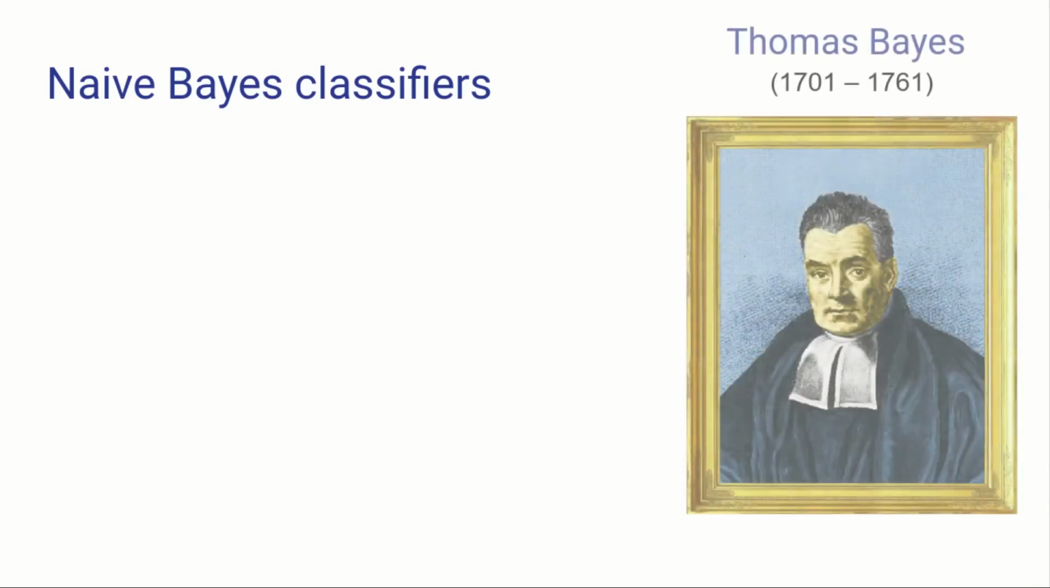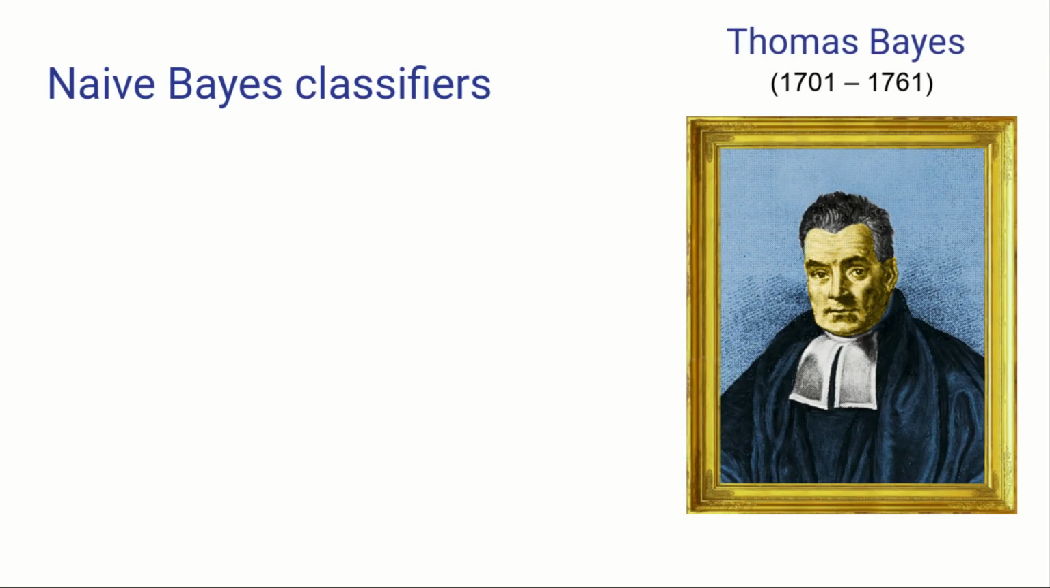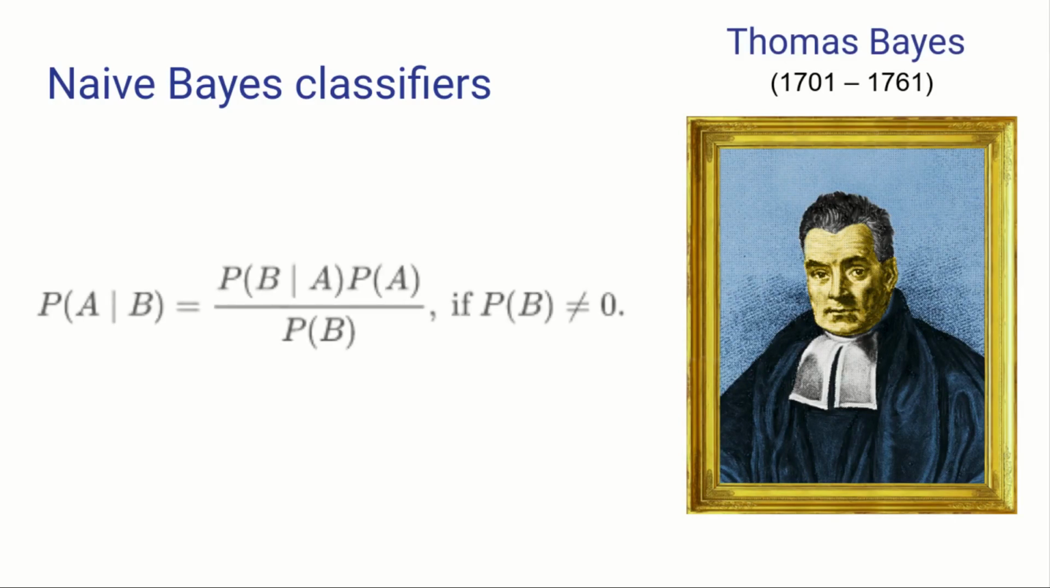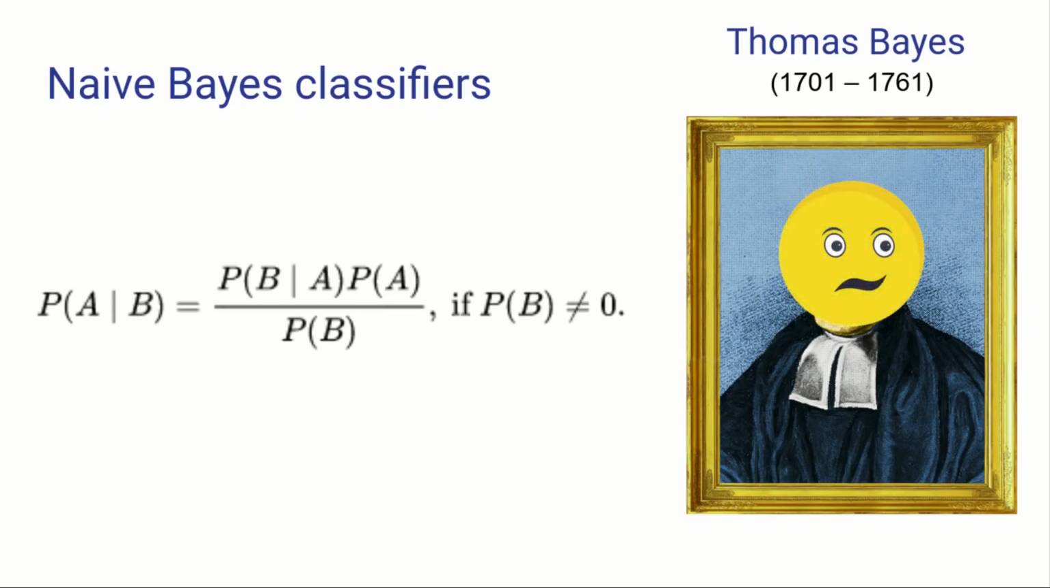Naive Bayes classifiers are a family of probabilistic classifiers based on applying Bayes' theorem, named after Thomas Bayes, an Englishman from the 18th century. This theorem describes the probability of an event to happen based on prior knowledge of conditions that might be related to the event. If you are confused right now, please just stick with me a bit more so I can show you that this is actually way simpler than it looks.